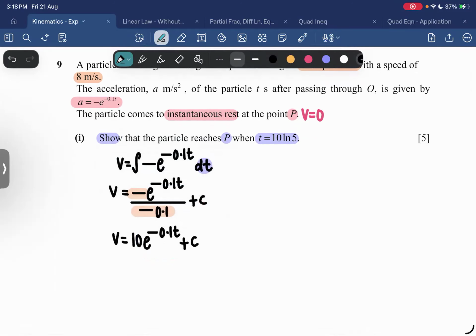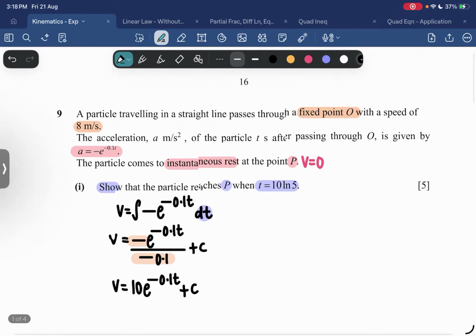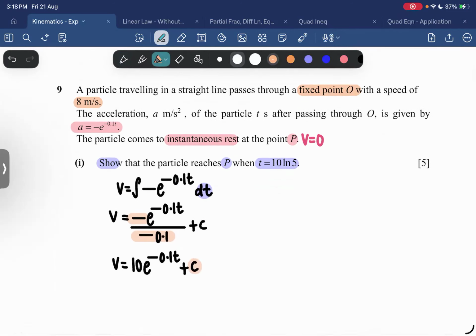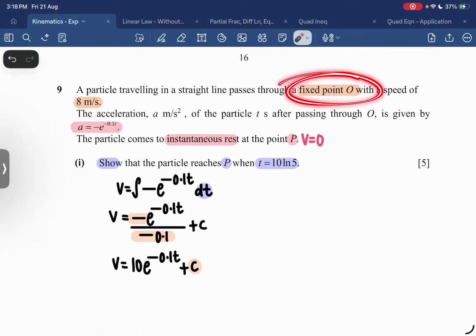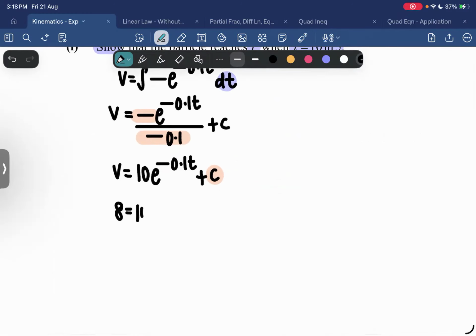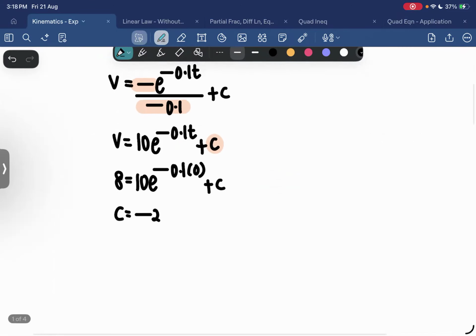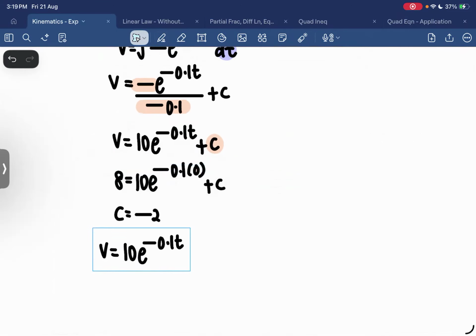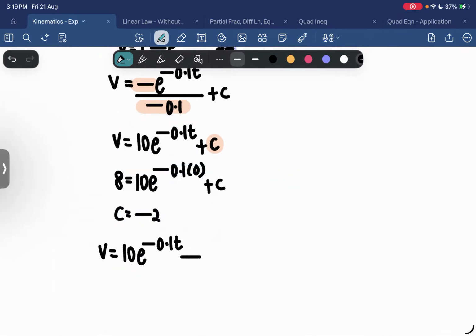Now we need to find c first. In order to find c, when t equals 0, v equals 8. So plug inside: 10 e to the power negative 0.1 times 0, plus c. Using the calculator, I believe your c will be negative 2. Then you can write down your new v expression.